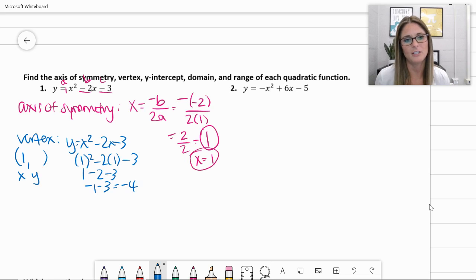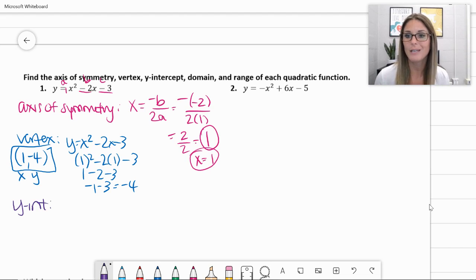And using order of operations, I got -4. 1, -4 is my vertex. What's up next? Y-intercept. The notes say, hey, you want to find the y-intercept? Put 0 in for x.